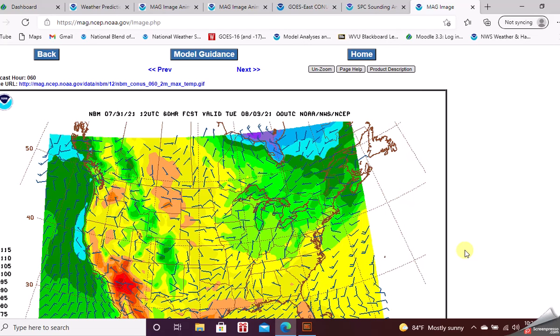So everything you put together, everything you have learned, was utilized in making this forecast. So I hope you got something out of that. Let me know if you have any questions on that.